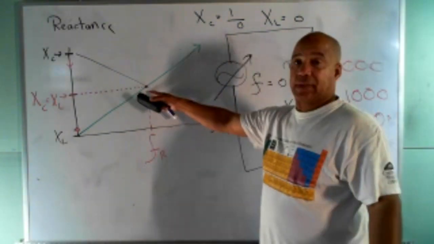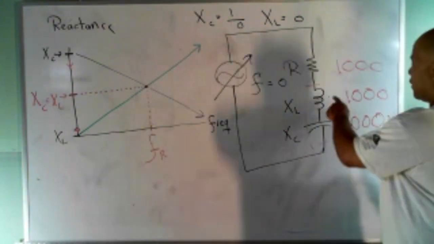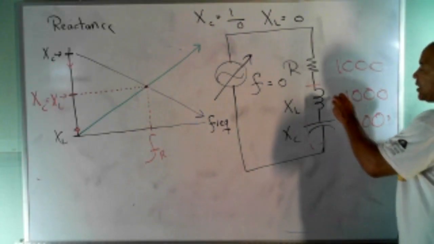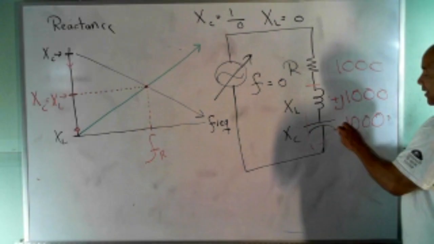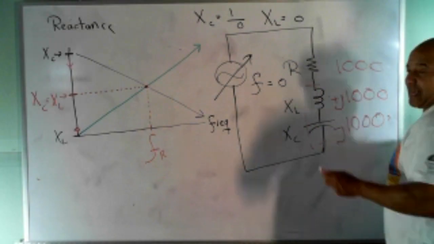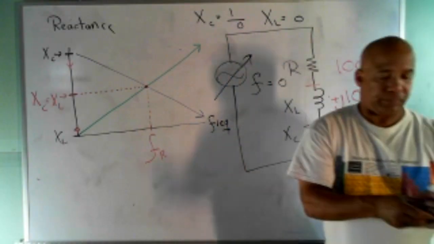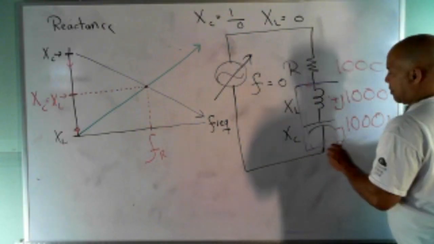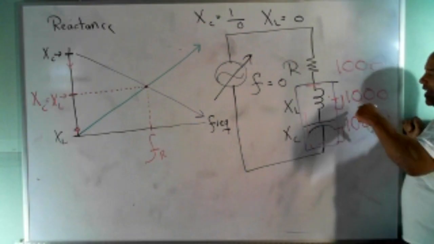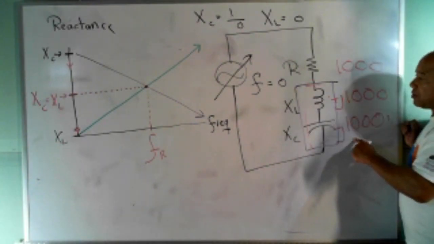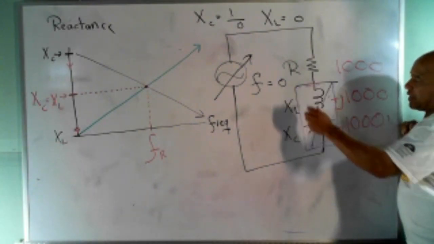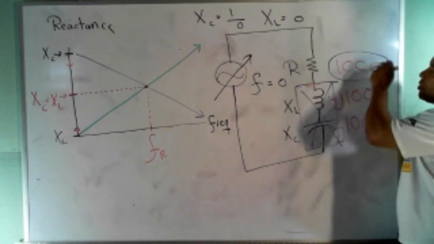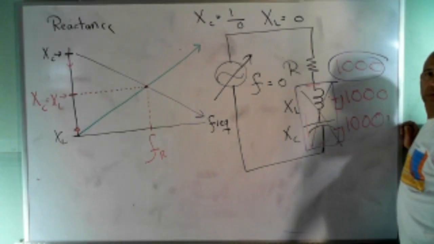At resonance, these two are equal like they are right now, but one of them has a positive J operator and the other has a negative J operator in front of it. So everything in this box right here has the same magnitude but opposite phase angle. So guess what happens? They cancel out. And the only ohms that exist in the circuit are the resistive ohms.